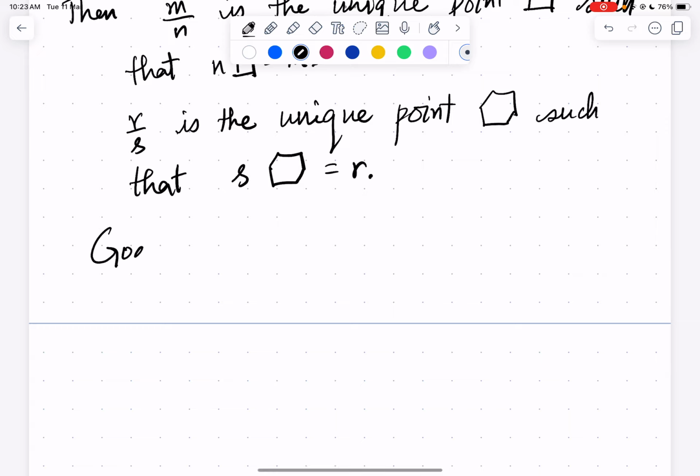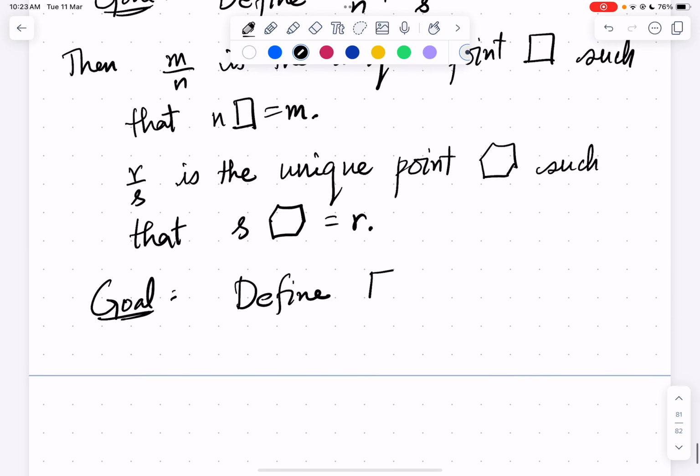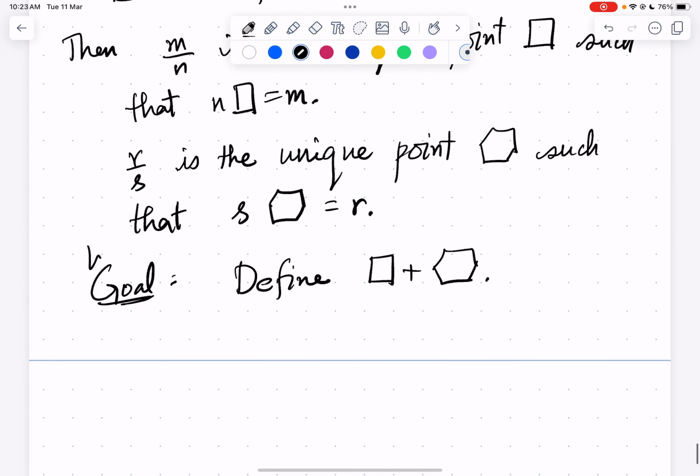Now the goal is we want to define this m by n plus r by s. So we want to define this square box plus hexagonal box. We want to define the sum of these 2 points. So this is what we want to define, box plus hexagon.